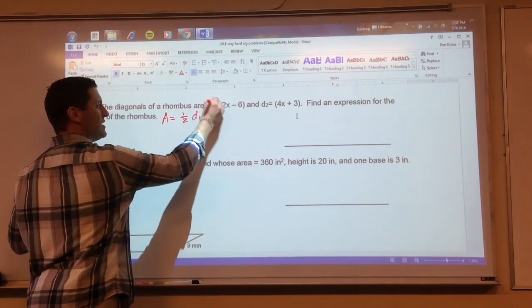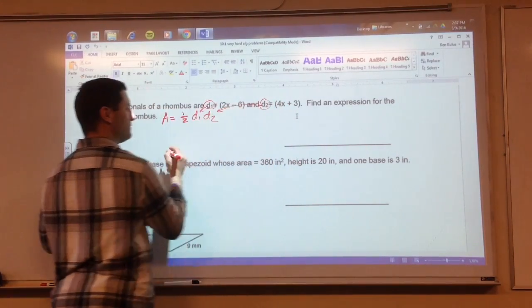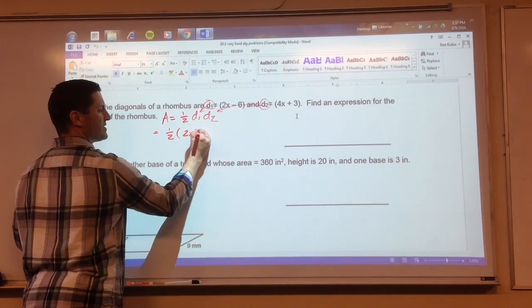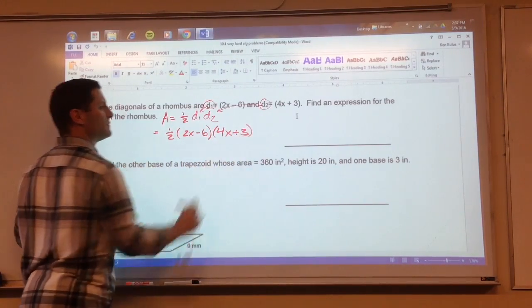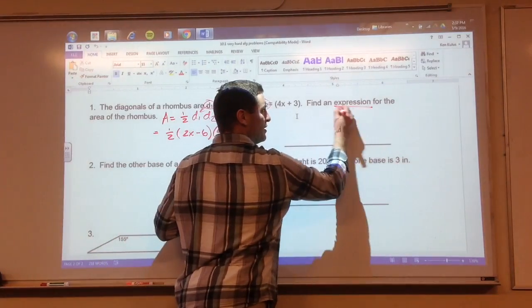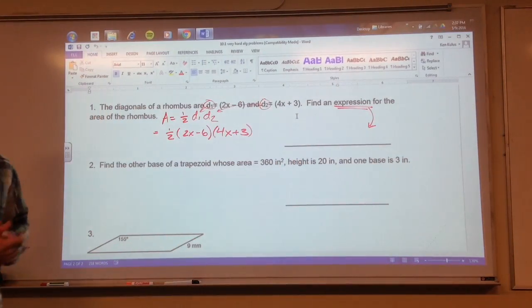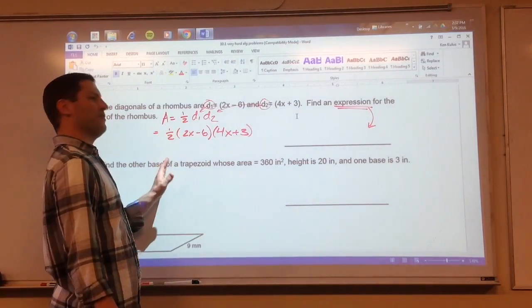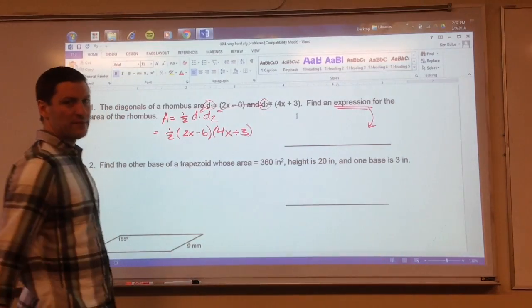It gives us D1 and it gives us D2. We're going to take those values, plug them in, and I get 1/2 of (2x minus 6) and (4x plus 3). It says find an expression, so I expect that answer to have an x in it. So this now becomes a process of foiling, distributing the 1/2 through, and getting an expression for the area of the rhombus.